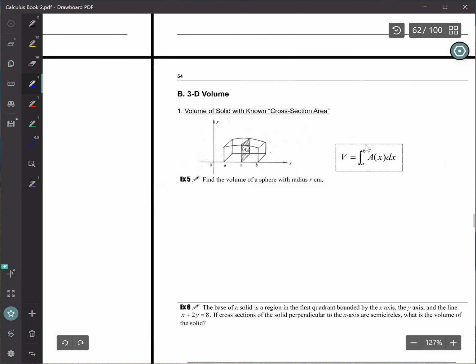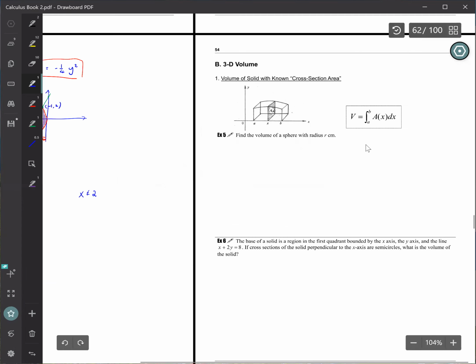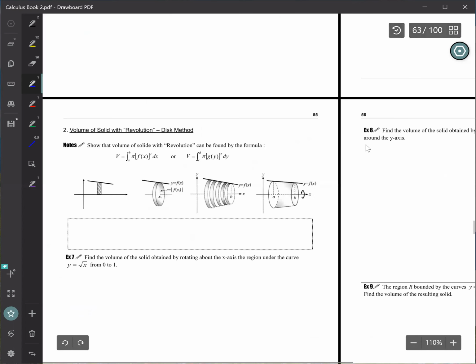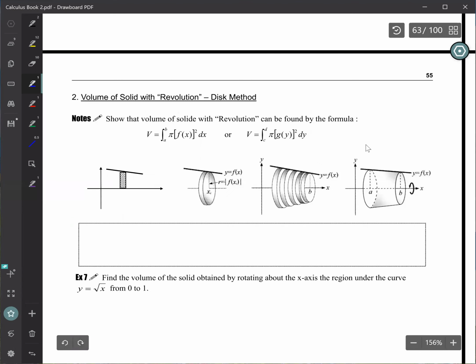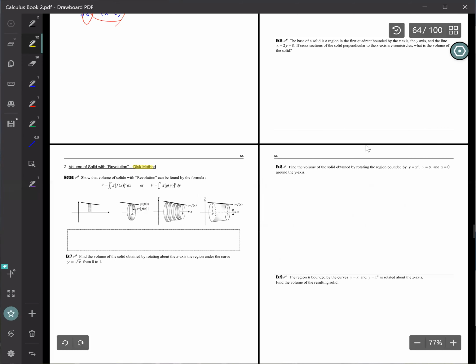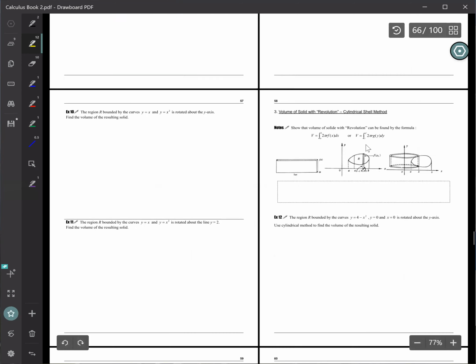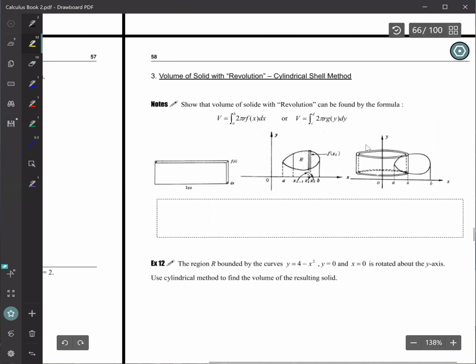And then the second way to find the volume is by revolution. You can see the picture, you have a lot of disks, so it's also called the disk method. We pile up a lot of disks together, and that will be another kind of volume. And then the third kind, which I don't think we'll get to today, is called the cylindrical shell method. So, three kinds.